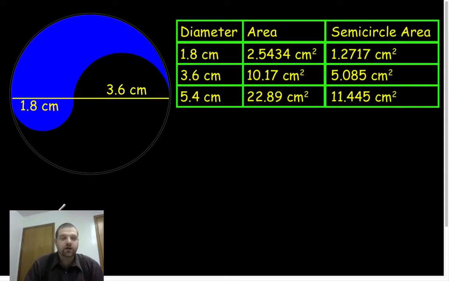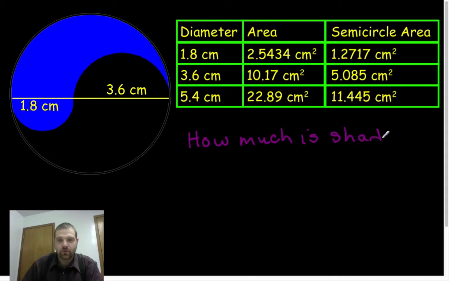Now this last part here, we've got something that's shaded blue and a part that's shaded black. So what I would like you to do is use this information up here, all the information you need is up here, to solve for how much of this circle is shaded blue. So using all of what we learned from this video and this information up here, see if you can solve for how much is shaded blue.